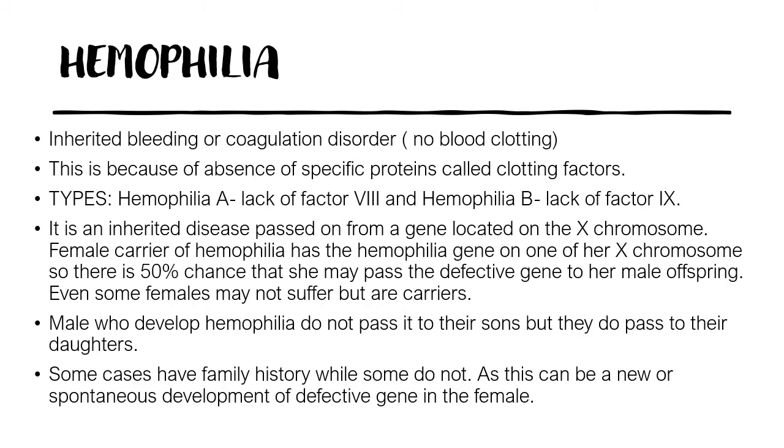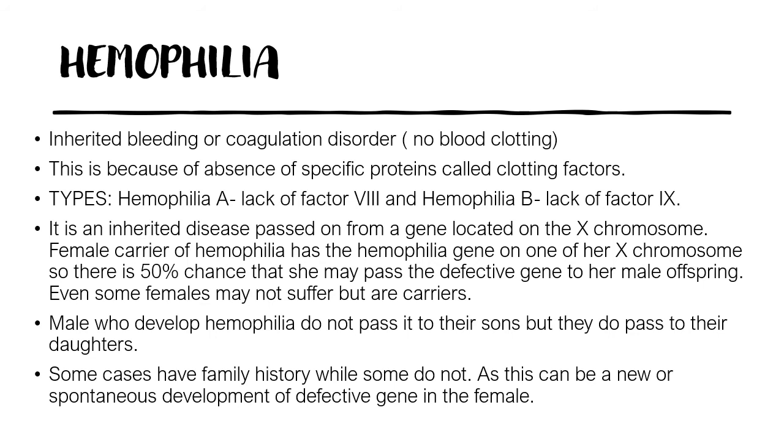Then next is hemophilia. This is an inherited bleeding or coagulation disorder. Actually there is no blood clotting, because of the absence of a specific protein called clotting factor. There are types: hemophilia A, which lacks factor 8, and hemophilia B, which lacks factor 9. It is an inherited disease which is passed on from a gene located on the X chromosome.